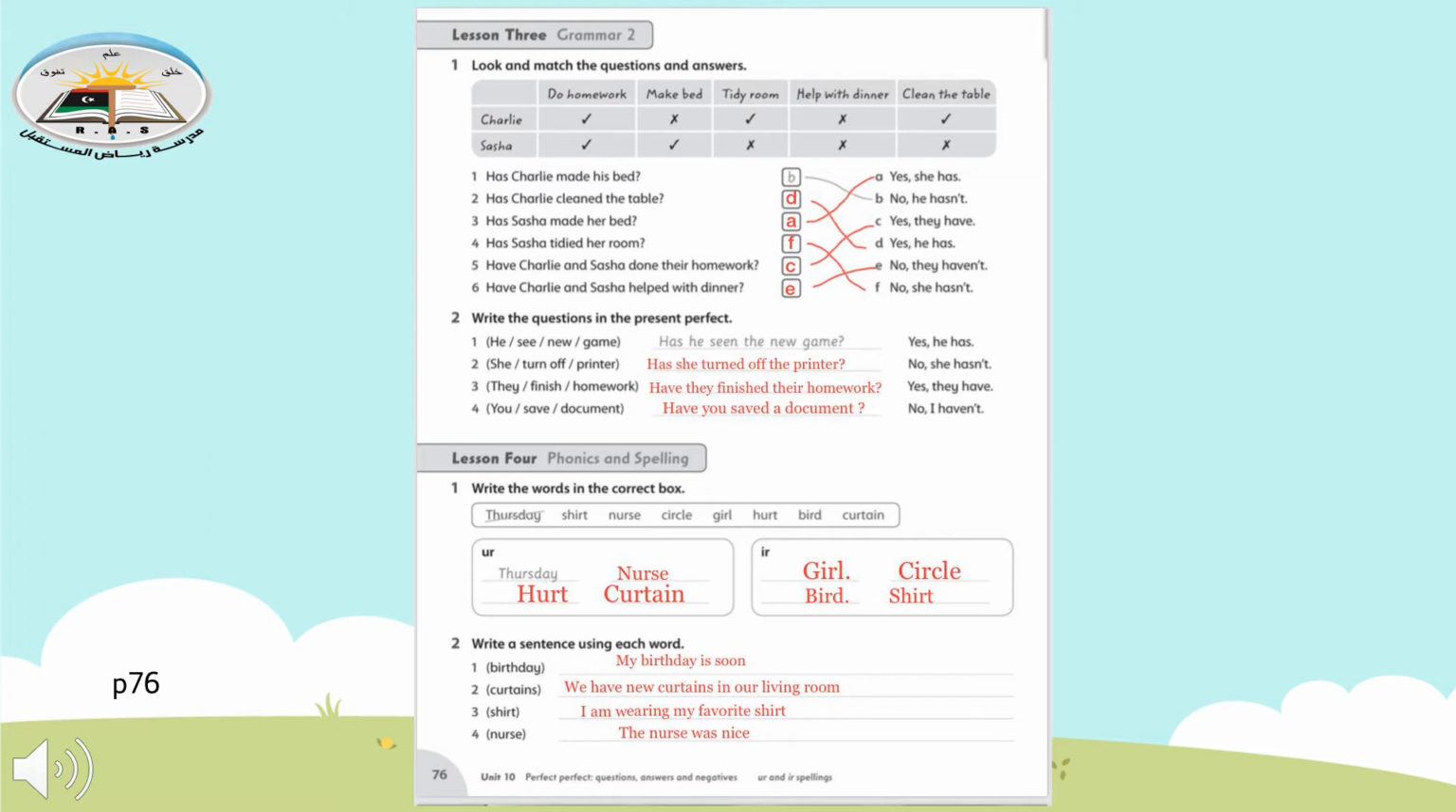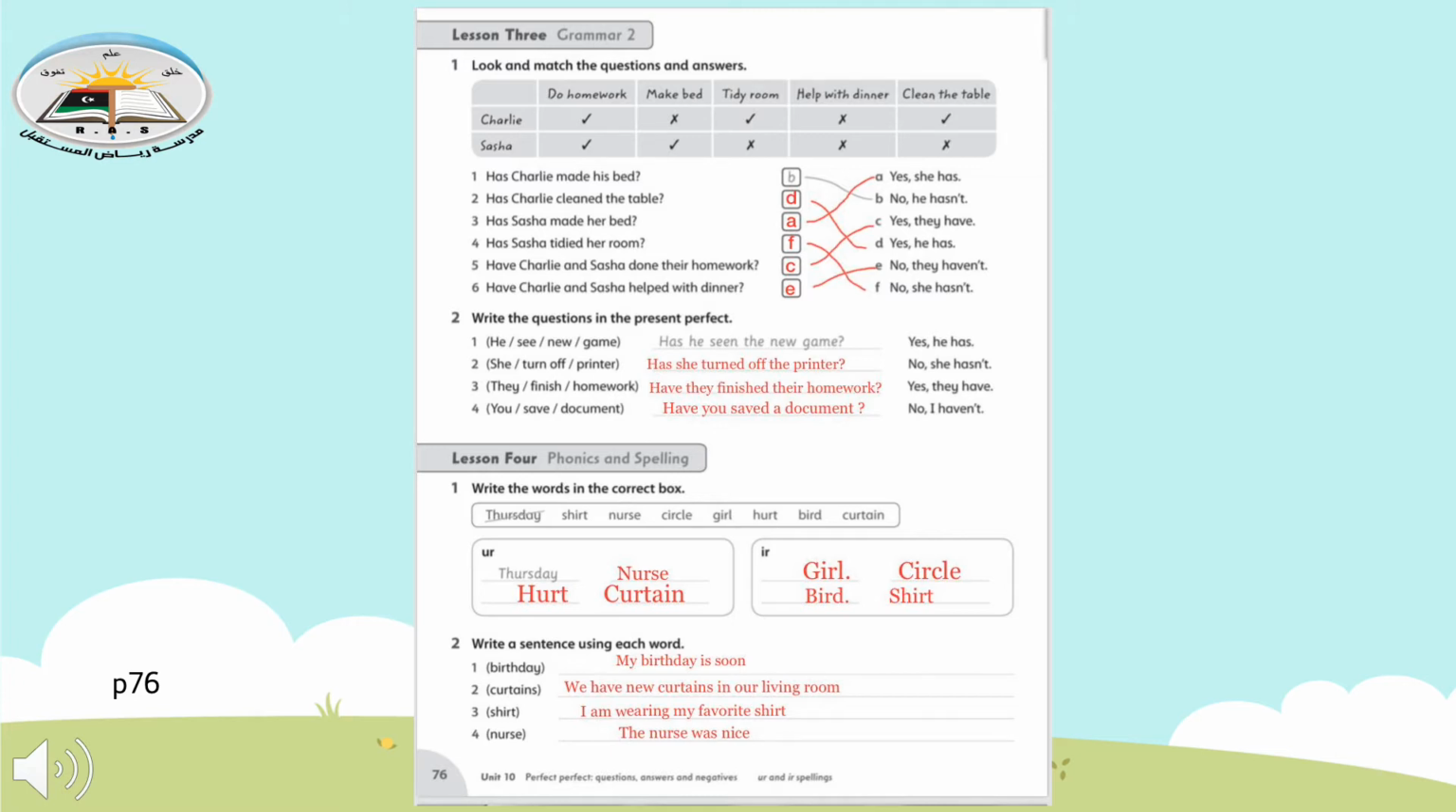Number 1 is matched with B. No, he hasn't. Number 2. Has Charlie cleaned the table? Number 2 matched with D. Yes, he has. He cleaned the table. Number 3. Has Sasha made her bed? Number 3 matches with A. Yes, she has. Number 4. Has Sasha tidied her room? This matches with F. No, she hasn't.